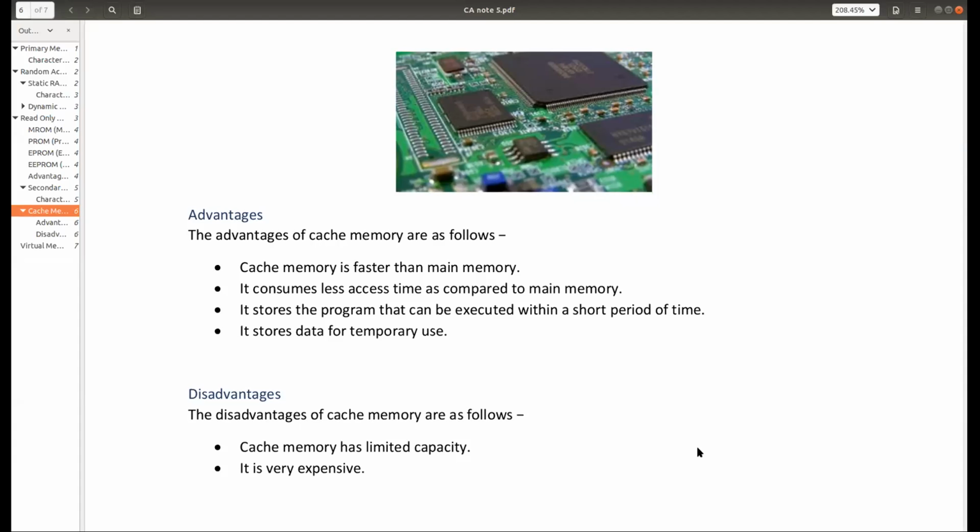And what is the disadvantage? The disadvantage is the area is small, so the capacity is very small. That's the disadvantage you can say. And it is expensive. So these are the disadvantages, right?